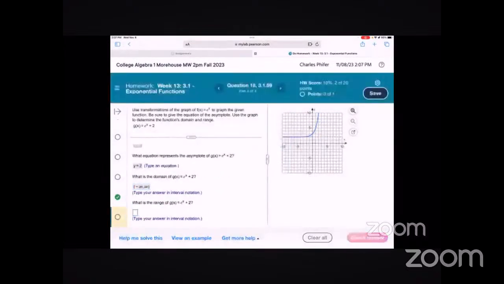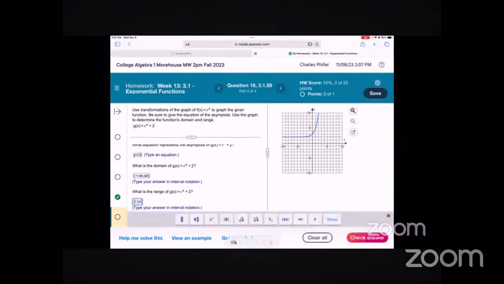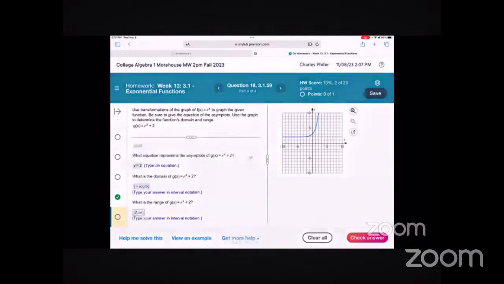And then the range is the very bottom to the very top. Generally speaking, it's 0 to infinity, the open interval. But because we moved it up by 2, now it's going to be 2 to infinity, the open interval. So 2 comma infinity. Infinity always gets the parentheses, and because we have a horizontal asymptote at 2, 2 gets a parentheses as well. That's what I mean by the open interval.